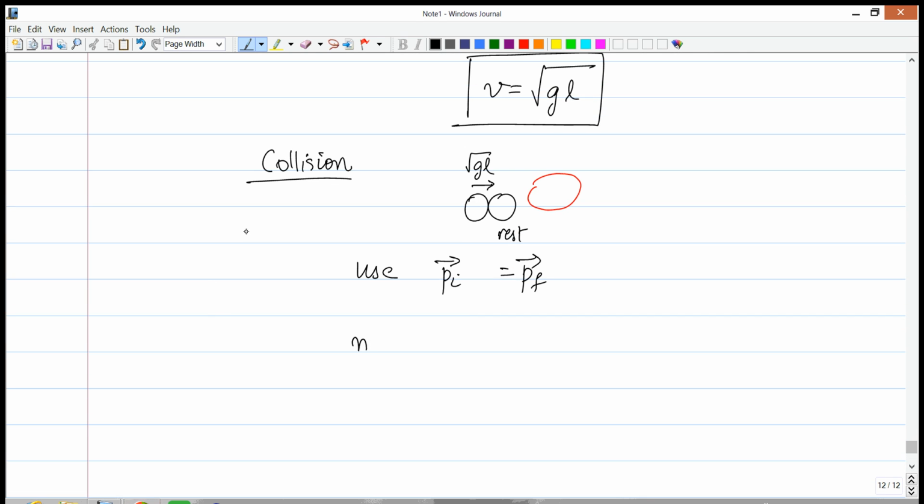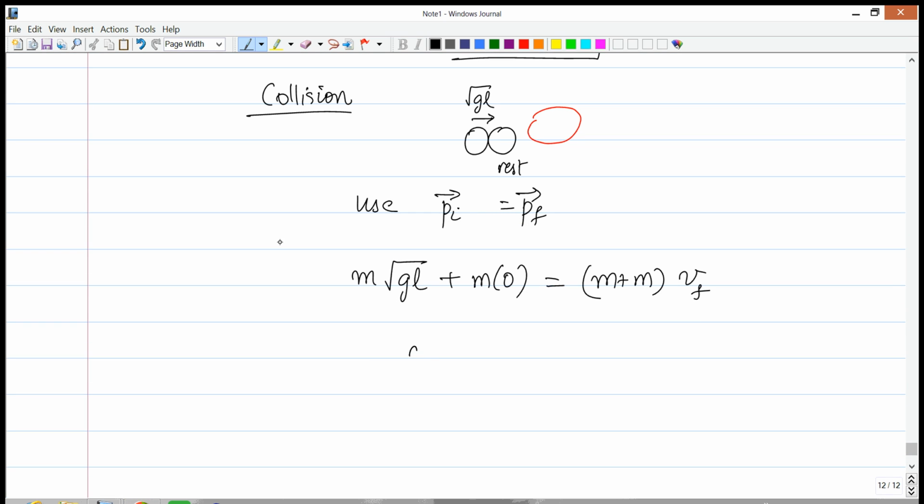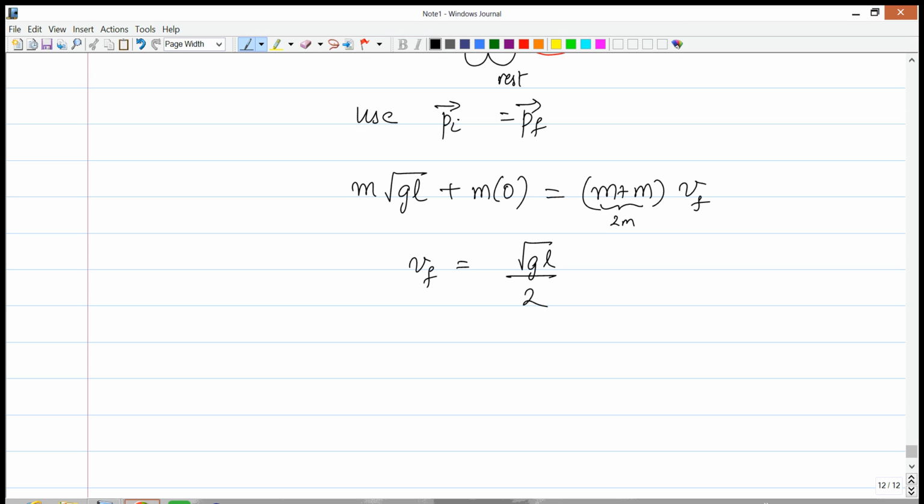So in the beginning, only one is moving, so it is m times square root gL plus m times 0 because the second bob is at rest. And in the end, they're moving together, so it is m plus m times some Vf. Great. So Vf now is equal to square root of gL divided by 2. If you do the algebra, you'll see we get 2m out here, and that'll cancel one of the m's. The m goes away, and then I'll simply have 2 left. Great. We're done with part 2.